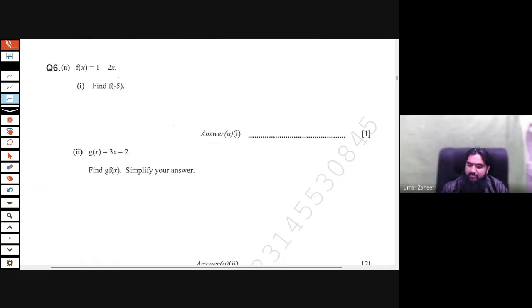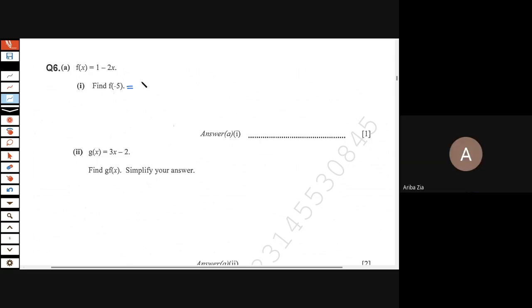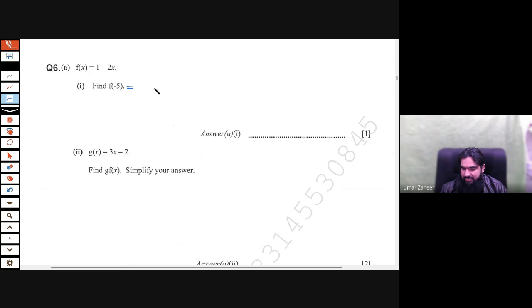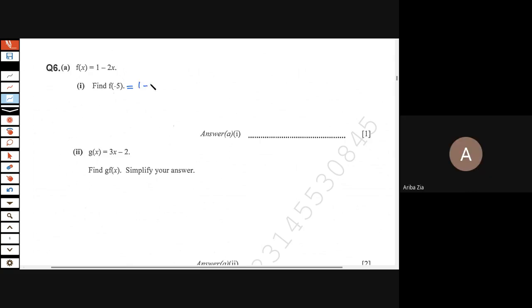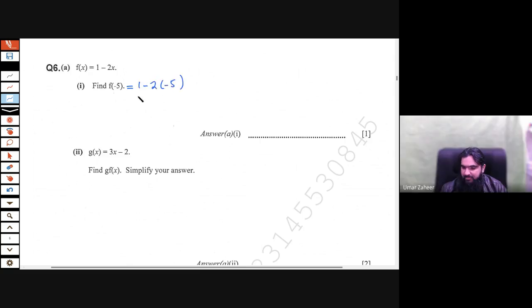Yes, Riva. Tell me the step, what I had to write here. So you substitute -5 into f(x). Just tell me what I had to write here. 1 minus 2 into -5. Minus 5, so minus 10, minus is plus. So 1 plus 10, that will be 11.